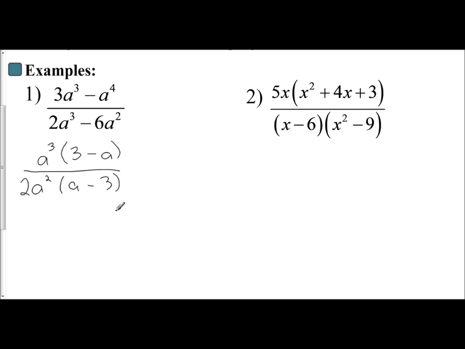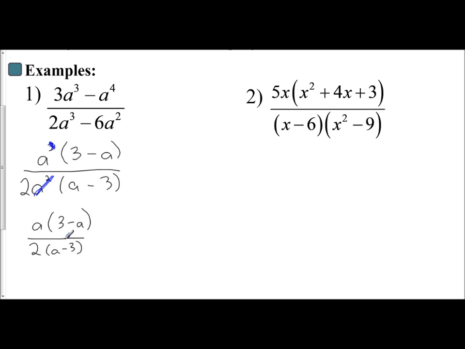So to simplify from here, we need to keep in mind, what do they have in common? First thing I'm going to look at is my GCFs. They're outside the parentheses, both of them. What can I cancel out? Well, I see I have an a squared on the bottom and an a cubed on top, which means I have 2 a's multiplied down here and 3 a's multiplied up here. So I can cross out 2 a's down here, cross out the a squared, and really that just leaves me with an a in the top. So I have a times 3 minus a over 2 times a minus 3.